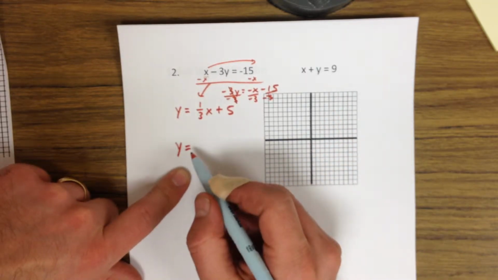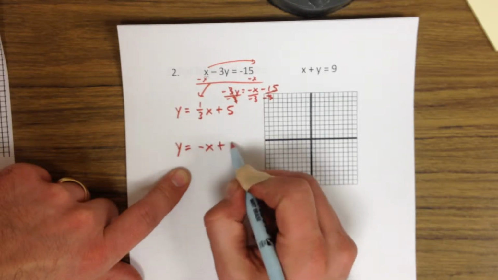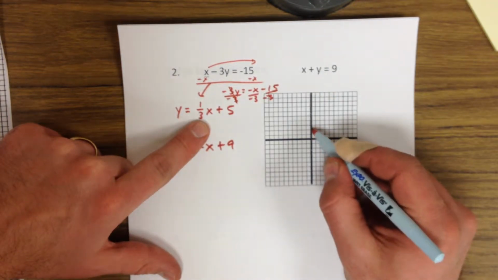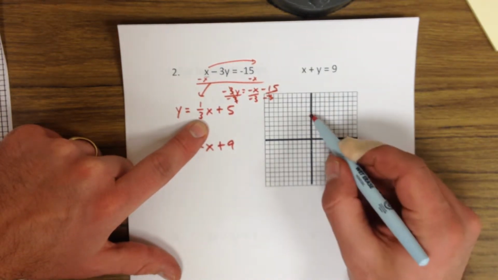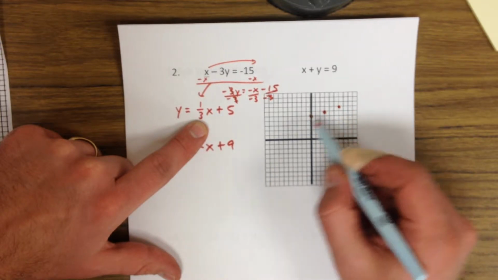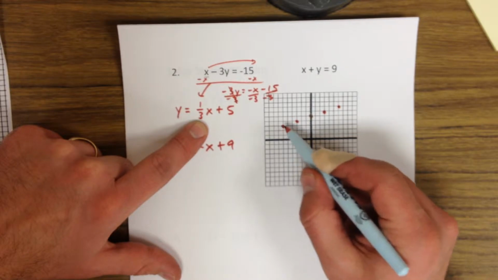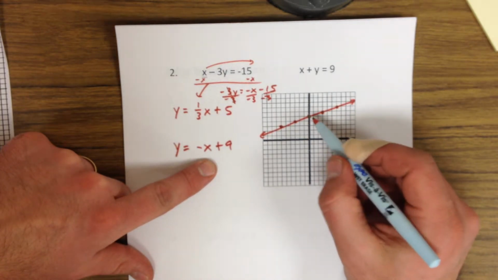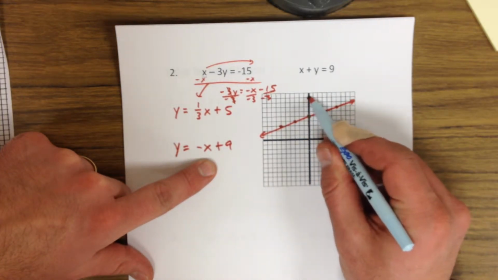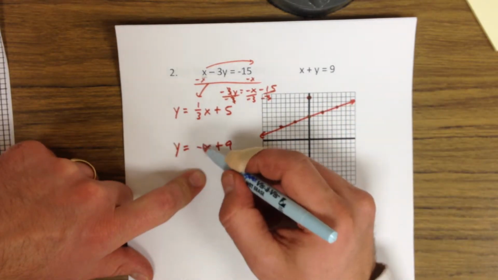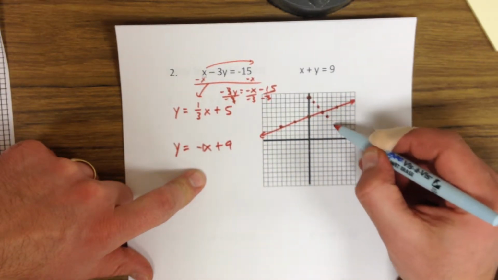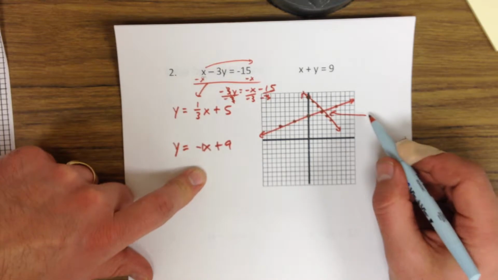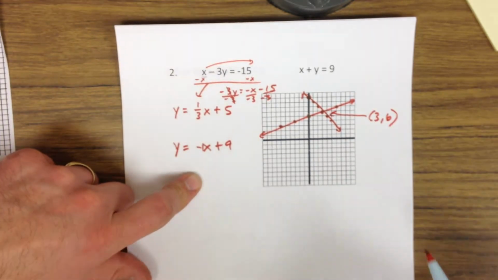And then this one here, you end up with negative x plus 5. If you subtract x from both sides, y is now by itself. This one crosses at 5. This one has a positive 1/3 slope, so up 1 over 3, or down and left. So that's a positive slope. And then this one crosses at 9. That's 5, 6, 7, 8, 9. Crosses at 9 and it has a slope of negative 1 to 1. So that's decreasing. So right there where it crosses, which is 3, 6, that's our solution.